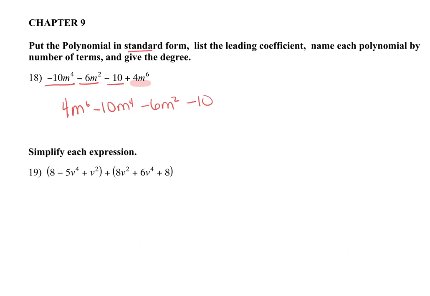That is very easy. That is standard form. You've answered that piece of it. The leading coefficient, once you have it in standard form, is the very first number. So that's just a 4. So that's your leading coefficient. Name each polynomial by number of terms. Remember, you have monomial 1, binomial 2, trinomial 3, but from there, just say 4 terms, okay? So this is going to be 4 term, and the degree is your highest exponent. So my degree is going to be that highest exponent of 6.